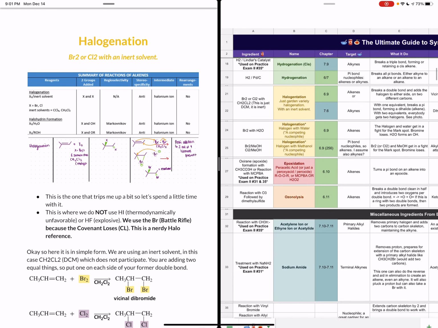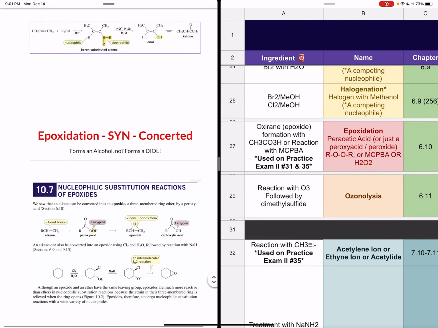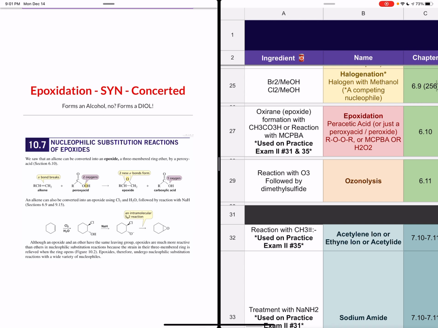All right, so now we're going to get on to epoxidation. Epoxidation is a syn addition, so if you make two stereocenters, they're going to come in from the same plane. There's a lot of different ways you can look at this. To make an epoxide, you combine an alkene with a peracetic acid, a peroxy acid, a peroxide, an ROOR, or an MCPBA. But seeing two oxygens next to each other is a dead giveaway that you're working with a peroxide, okay?